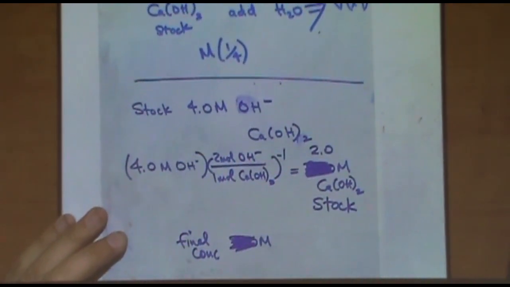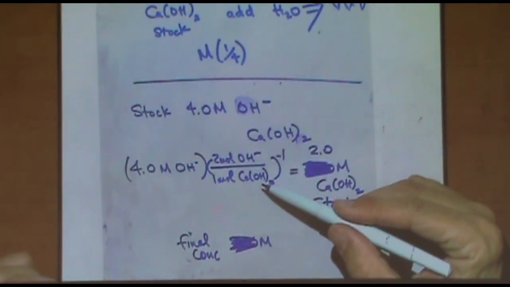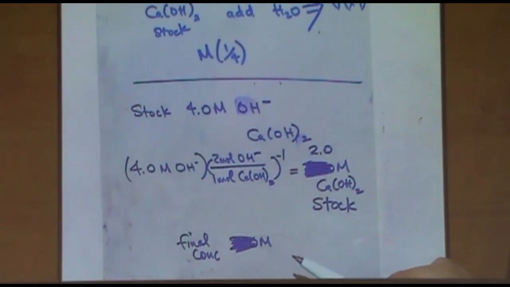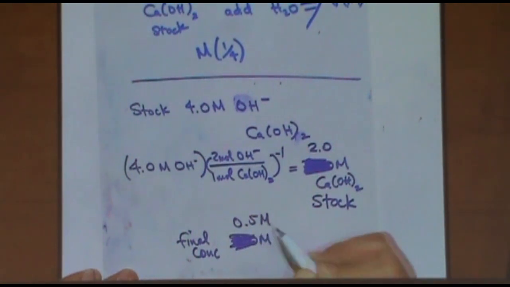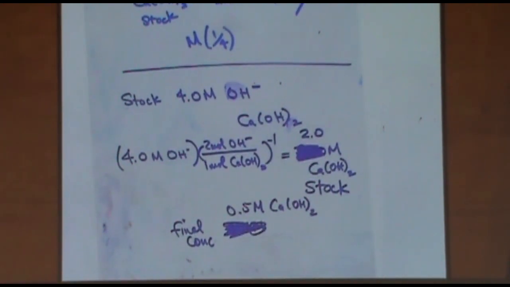Wait, so it's 1 mole CaOH over 2 moles OH? Yeah, so I was canceling out the hydroxides. So if I get 2 for the stock, the final concentration is 0.5 molar calcium hydroxide. And since there's 1 calcium for every calcium hydroxide, that's also the calcium 2+ concentration. You okay? Okay.